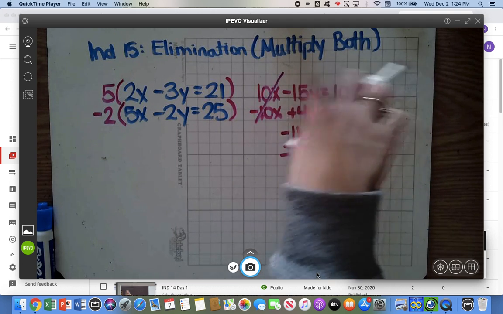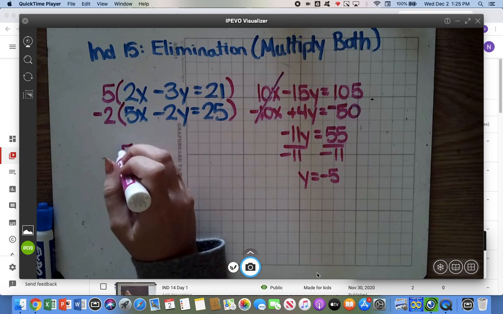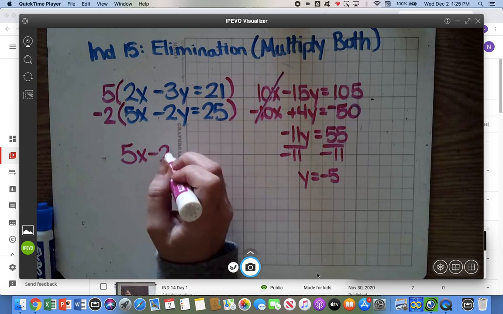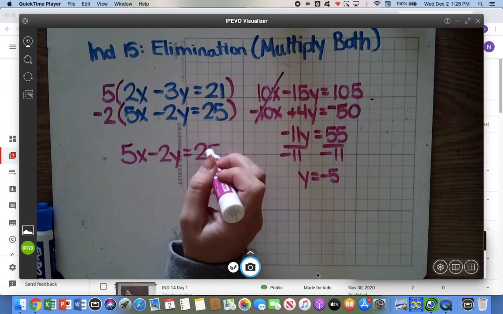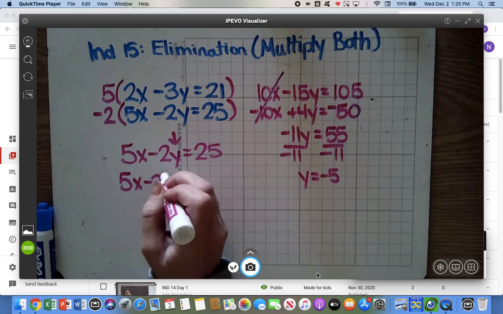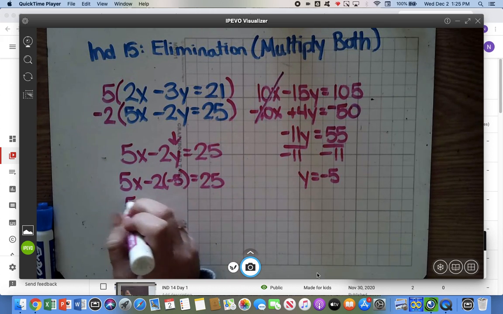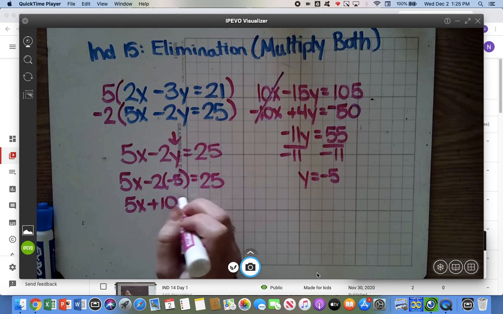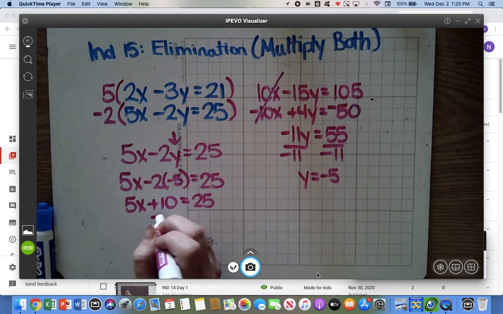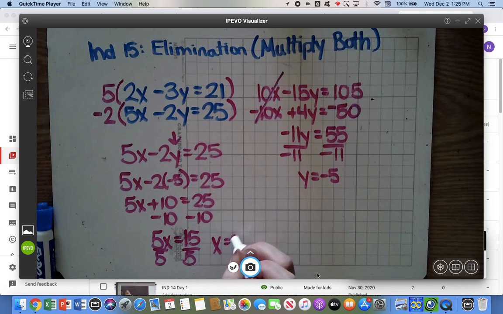All right, so then I'm going to pick one of these originals. These numbers get a little bigger. I don't want to work with those. So I'm going to go down, and I'll just pick the bottom equation. 5x minus 2y equals 25. I now know my y is negative 5. So when I plug it in, don't forget to put parentheses around it. But when you multiply that, it's going to become a positive 10. And then subtract it to solve it. Subtract 10 from both sides. And we get 5x equals 15. So for our last step, we divide, and we get x is 3.